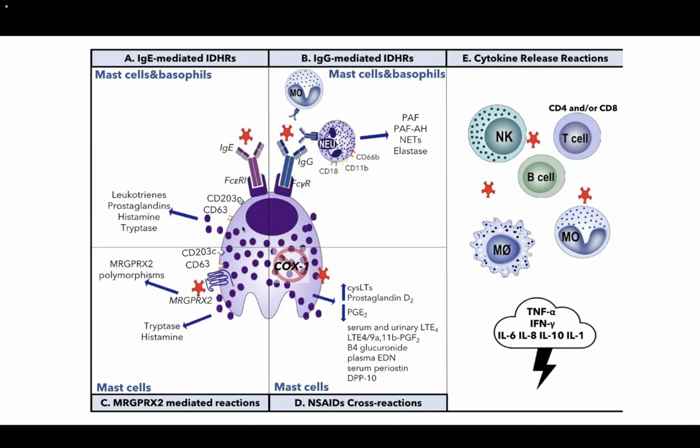You can see them here. So mast cells are activated, and then the end result is leukotrienes, prostaglandins, histamine, tryptase. These are the mediators released.